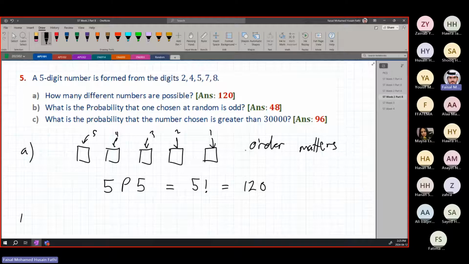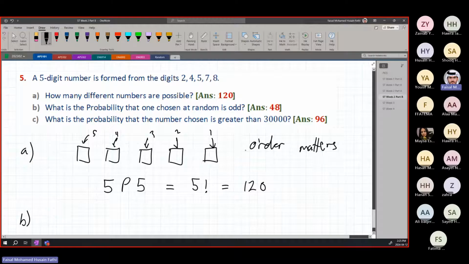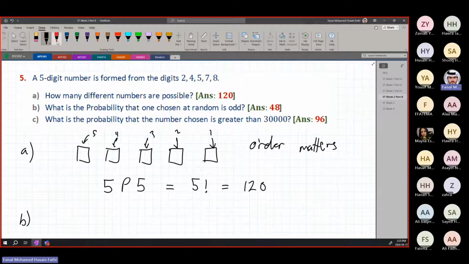Now let's look at part B. Part B says, what is the probability that one chosen at random is odd? What does that mean? It means what are the chances that the number you choose is going to be an odd number? How can we define an odd number? An odd number ends in an odd digit. So the odd digits are 1, 3, 5, 7, 9. If the number ends in one of these, it's going to be odd. But from our choices, we only have 2 odd numbers, which are the 5 and the 7.